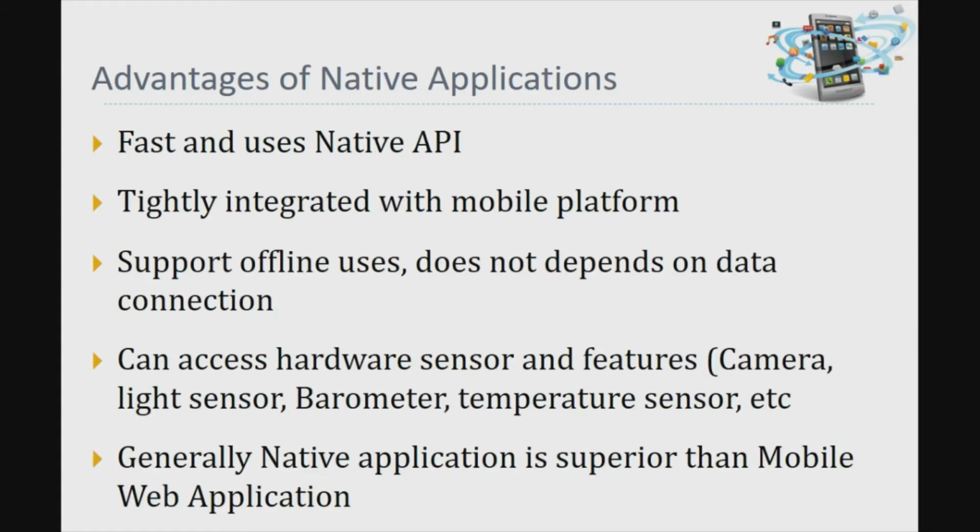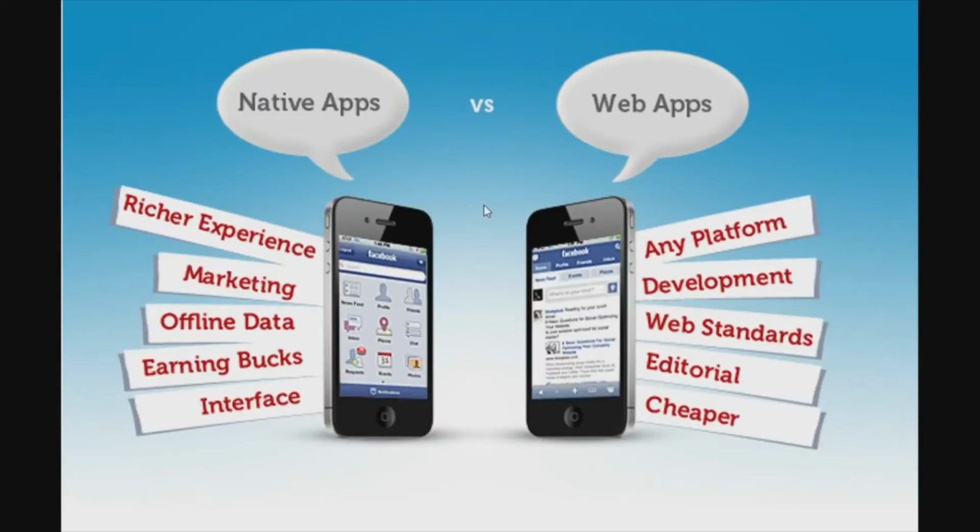Native is fast and uses native API, tightly integrated with the mobile platform. It supports offline use, does not depend on the data connection or internet. You can access hardware sensor features like camera, barometer, photometer, temperature sensor, and so on. And generally, native application is superior to mobile web application. Okay, those are the differences, native and web.